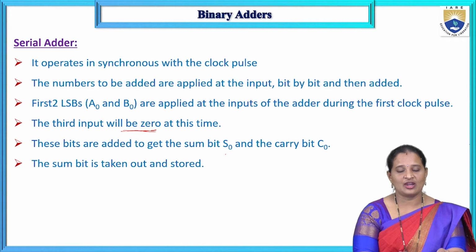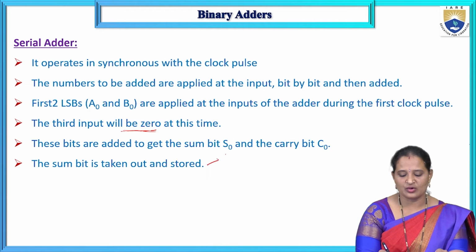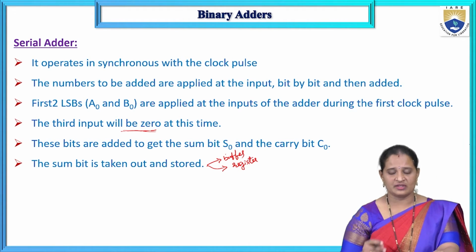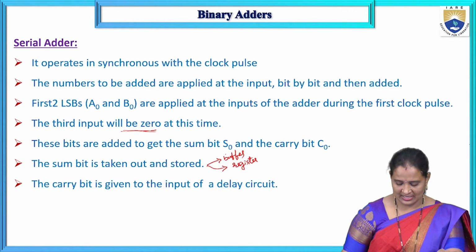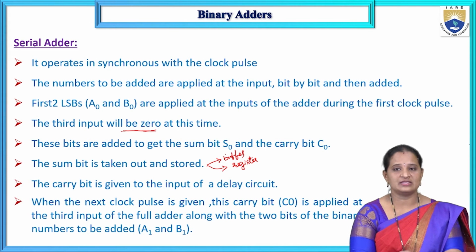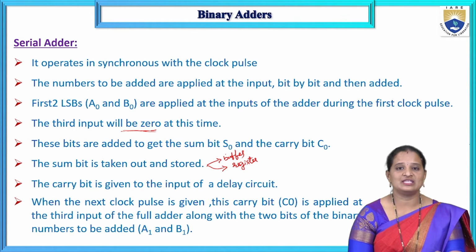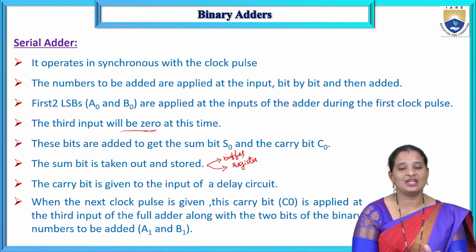The sum bit is taken out and stored. Here we can use either a buffer or a register to store the sum bit produced by the full adder in each clock cycle. And then the carry bit is given as input to the delay circuit. When the clock pulse is given, the carry bit C0 is applied at the carry input, or as the third input, of the full adder along with the 2 bits of the binary numbers to be added, that is A1 and B1.